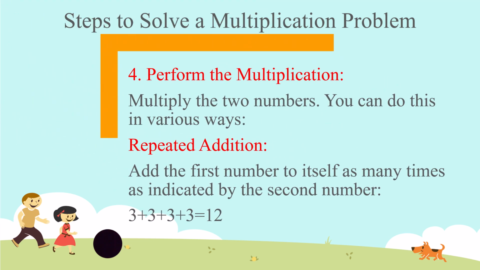Number 4, perform the multiplication. Multiply the two numbers. You can do this in various ways. Repeated addition: add the first number to itself as many times as indicated by the second number. 3 plus 3 plus 3 plus 3 equals 12.